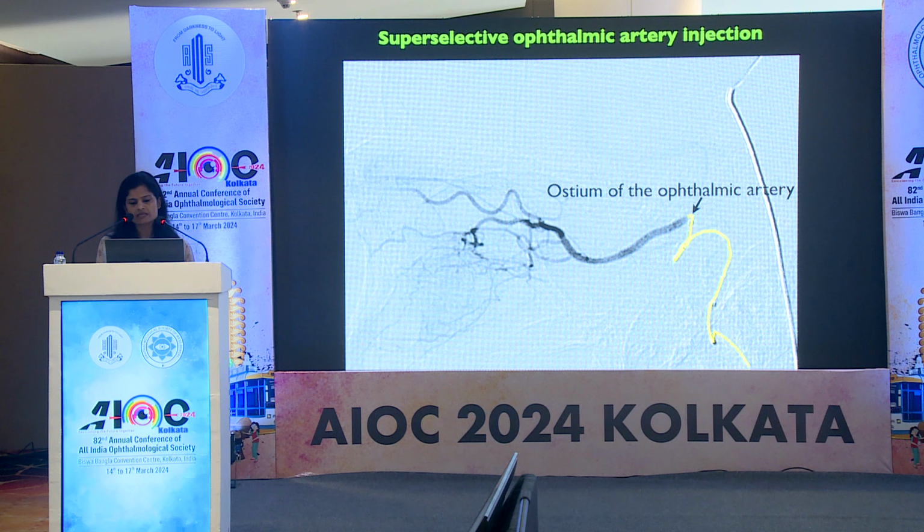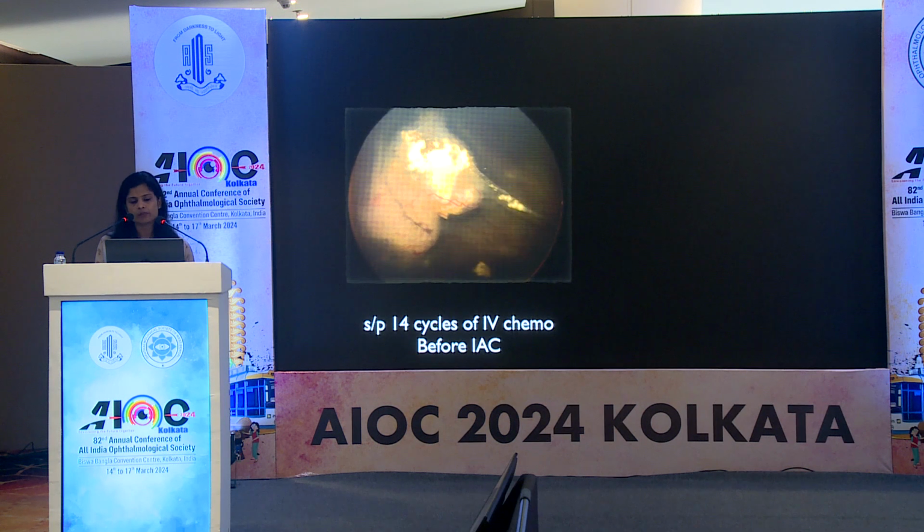So here is where the interventional neuroradiologist reaches the ophthalmic artery, which is the first branch that comes out from the internal carotid artery, and then injects the drug. We typically use 3 drugs. Again, it varies from practice to practice, where a few people use only a single drug like melphalan, a few people use only 2 drugs like melphalan and topotecan. We use a melphalan, topotecan and carboplatin combination.